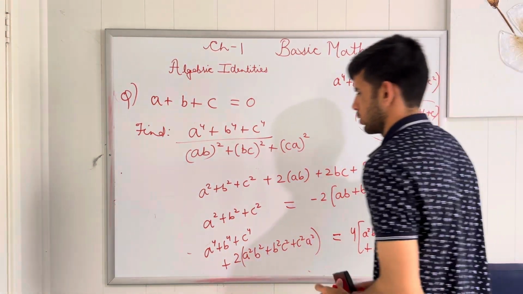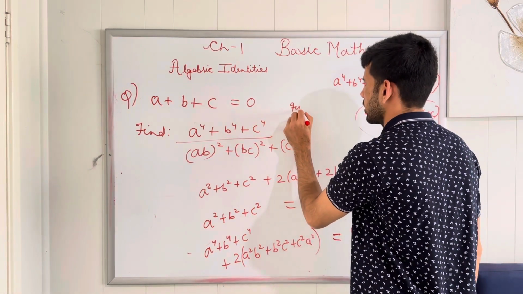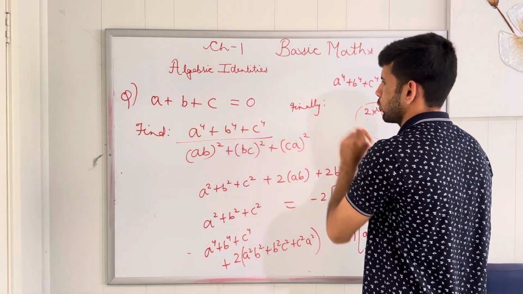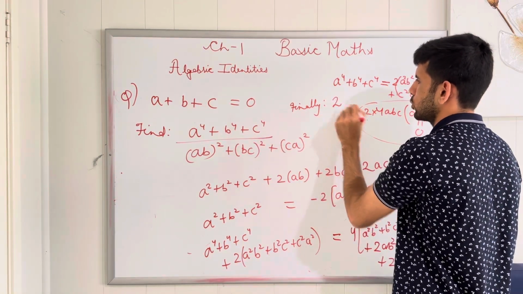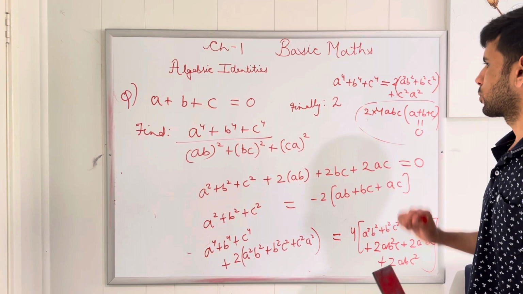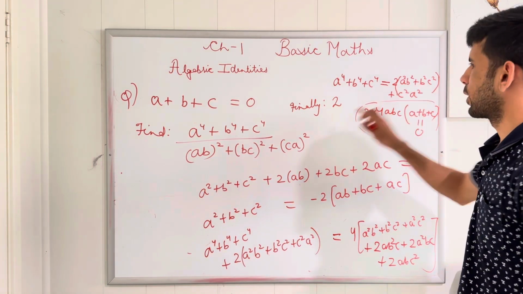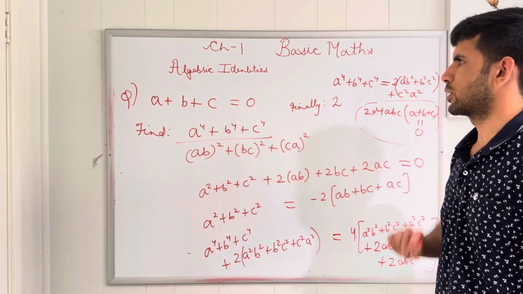Okay, so finally what we get is, we substitute this term here and we get 2. So I hope you would have understood this one. We just have to substitute this value over here and you just get 2.